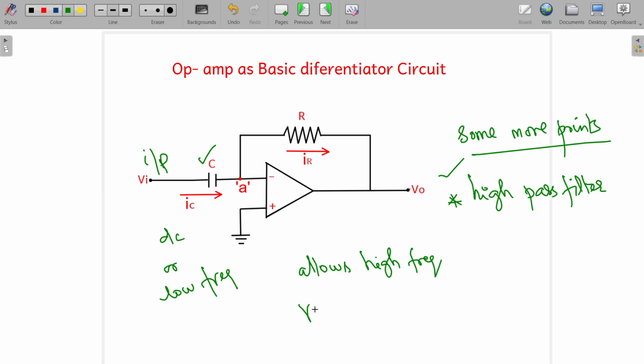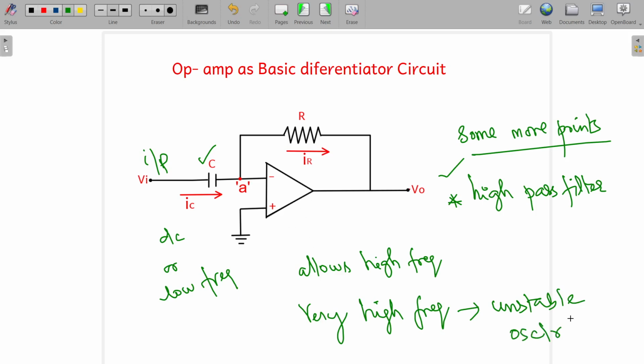But at very high frequencies, this becomes unstable because of the high gain of the op amp, and it becomes an oscillator. That's also something you should know. These are some of the points regarding the op amp as a differentiator.